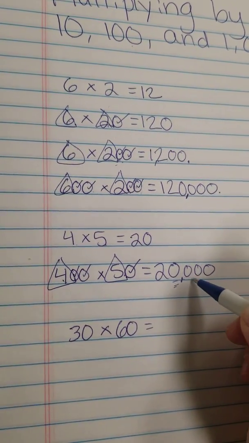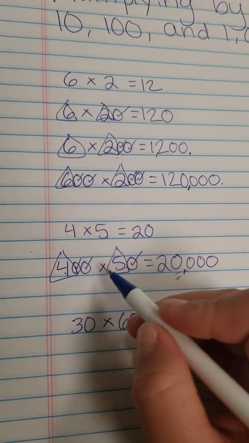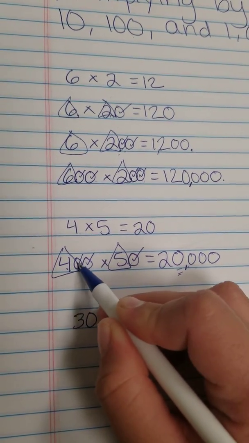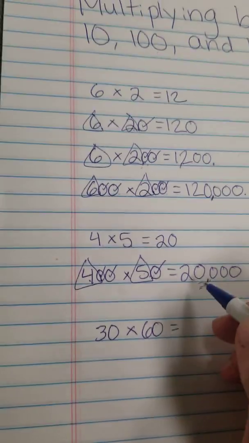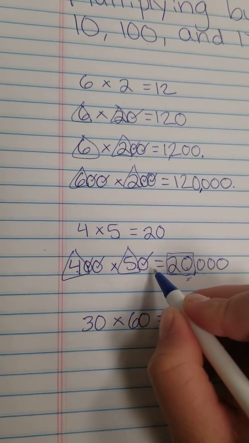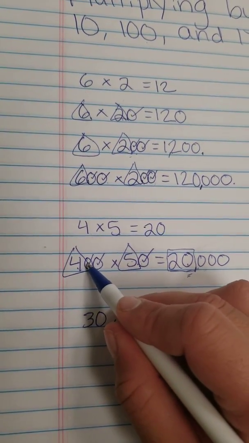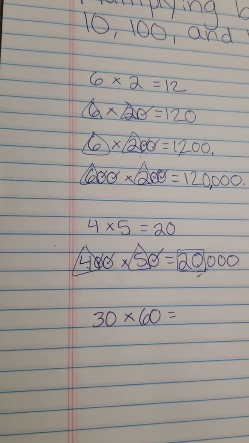Notice how there are 4 zeros here in the answer, but only 3 zeros in the problem. That's because when we multiplied 4 times 5, we got 20. So you're not going to count that 0 as one of these. That's totally different. So you have 4 times 5 is 20, and then you still put those 3 zeros on the end. So the answer is 20,000.